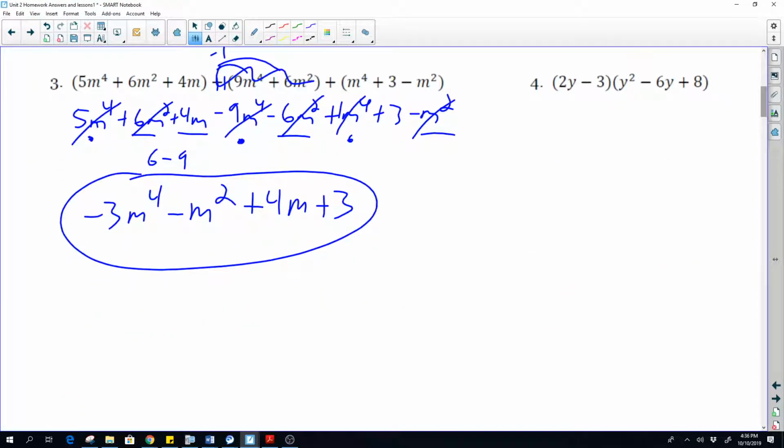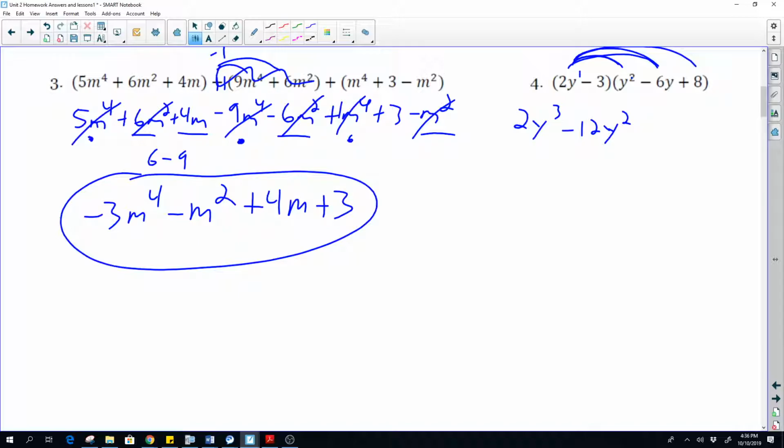Okay, so next is number 4. Number 4 is going to require a lot of multiplying, okay? So that means we're going to be adding powers and bringing them along for the ride too. So 2y times y squared is 2y cubed. So 1 there and then 2 there, so that's a total of 3. Then we have 2y with negative 6y is negative 12y squared. Multiplying the 2 and the 6 is 12, negative. And then y and y is y squared.